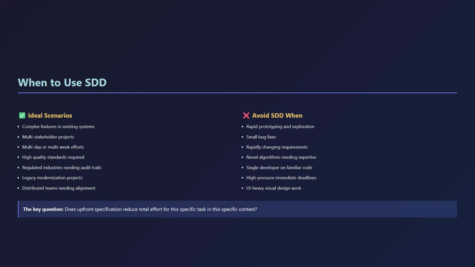Here is the key question. You should ask yourself, does a prompt specification reduce total effort for this specific task in this specific context? If yes, consider SDD. If no, use a simpler approach.